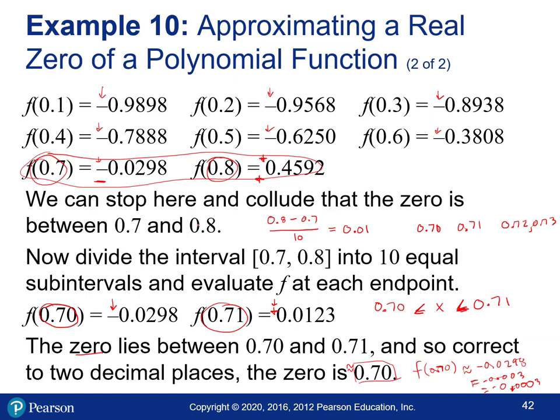But this is the process for using the intermediate value theorem to approximate the 0 of a polynomial function.